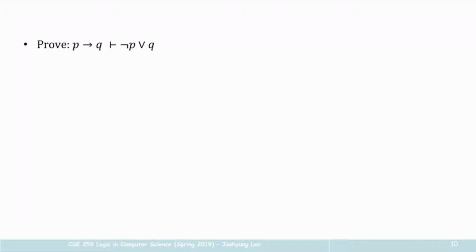So what is the first line that we have to write? P implies Q. What is the last line that we have to write? Not P or Q. Okay, so we are done. Then the question now is, how do you go from 1 to n? And this is actually not simple. How do you prove the disjunction, not P or Q?